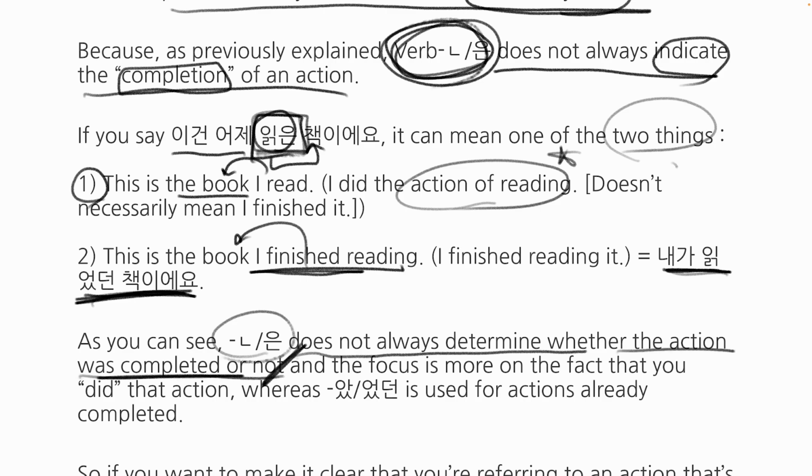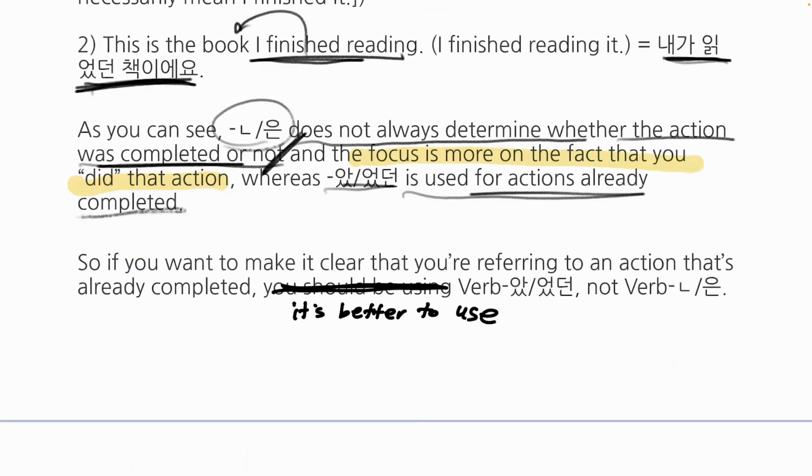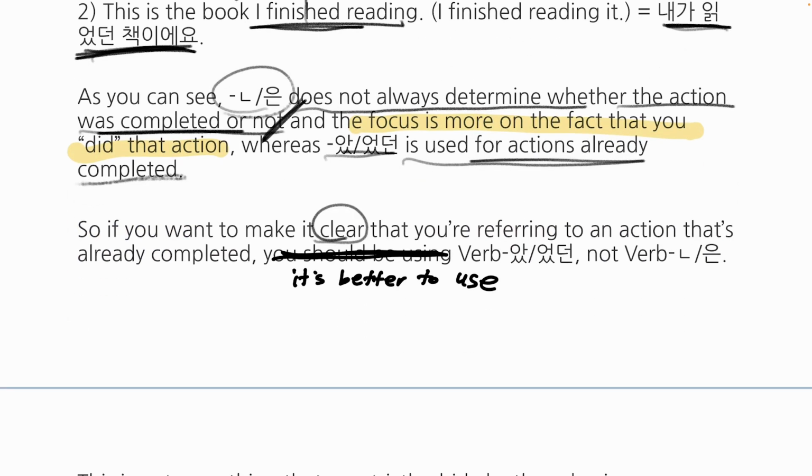And the focus is more on the fact that you did that action. Whereas 던 is used for actions already completed. So you can see that 은 is a more general past tense. It's less specific compared to the other two, 던 and 았었던, right? So if you want to make it clear that you're referring to an action that's already completed, it's better to use 았었던 and not 은.